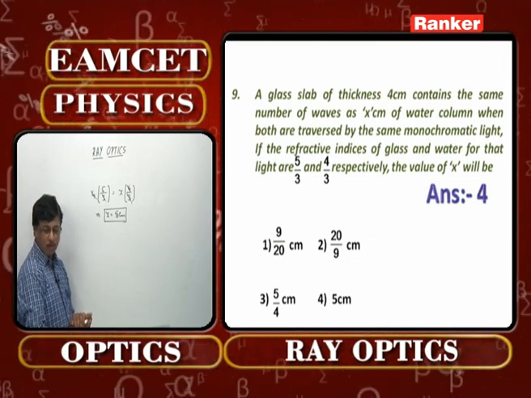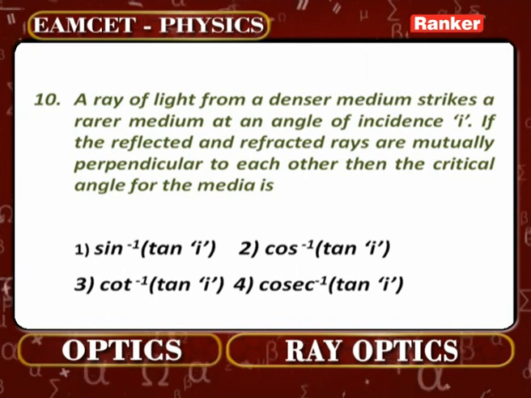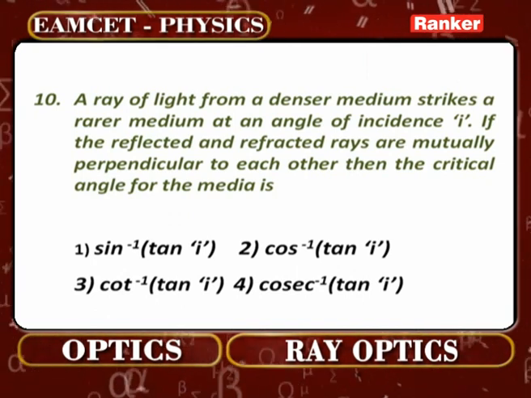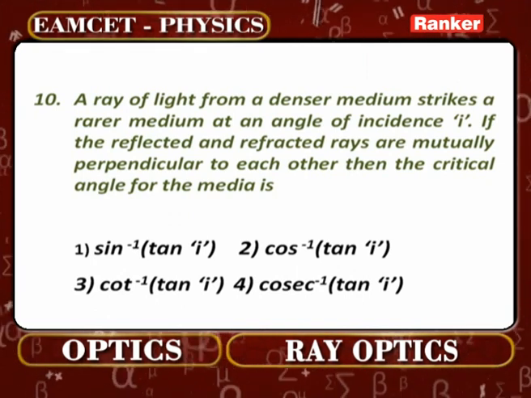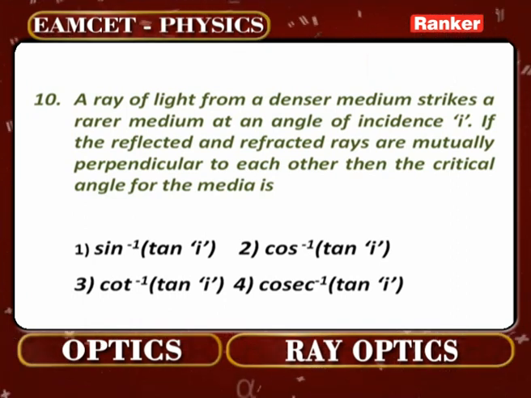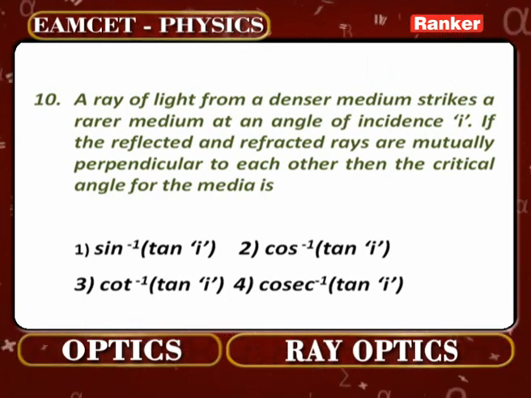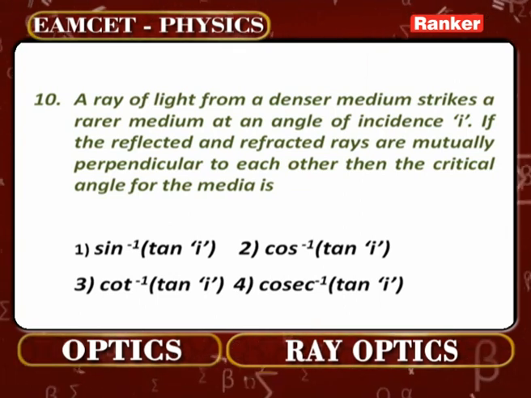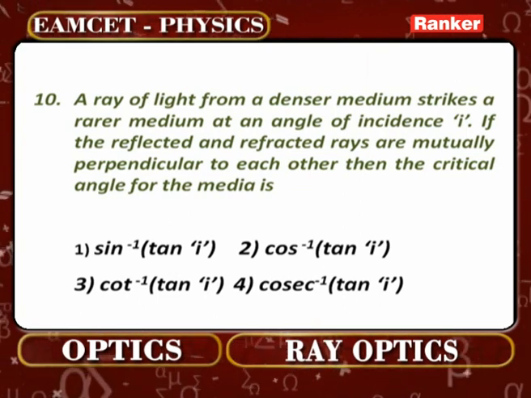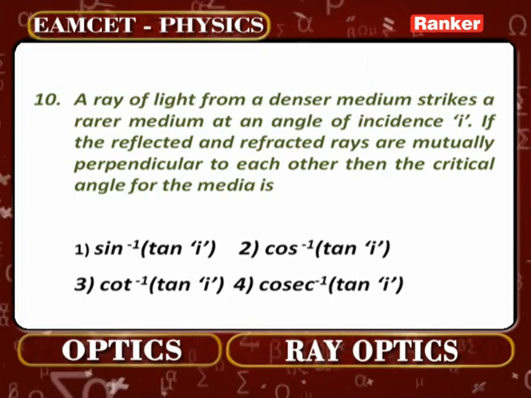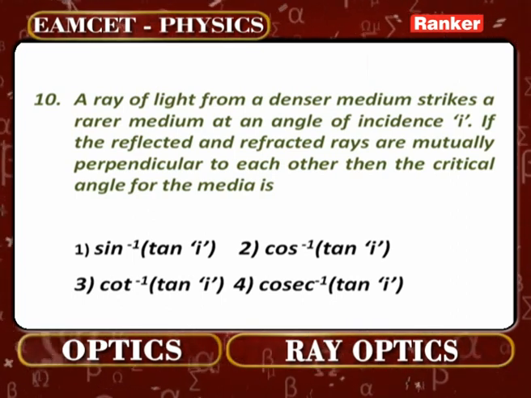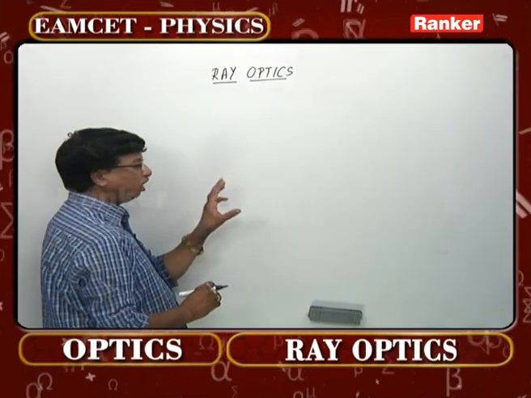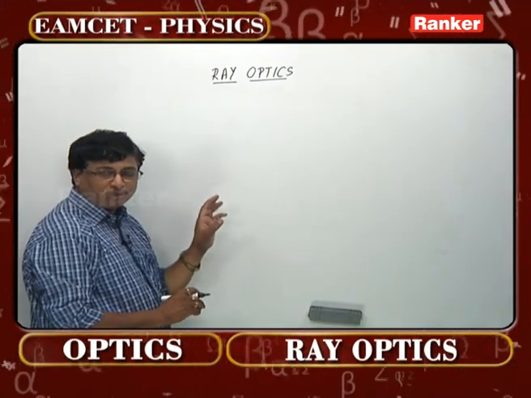Okay, let us check the next one please. Problem number 10. A ray of light from a denser medium strikes a rarer medium at an angle of incidence i. If the reflected and refracted rays are mutually perpendicular to each other, then what is the critical angle for the media? One thing you should all understand here: reflected and refracted rays are mutually perpendicular to each other.